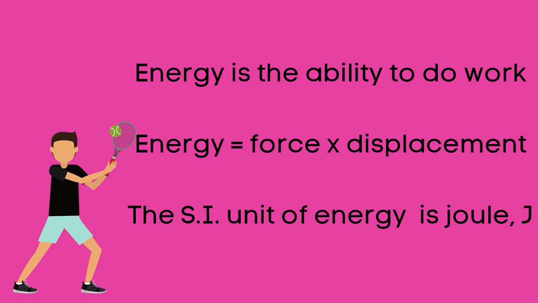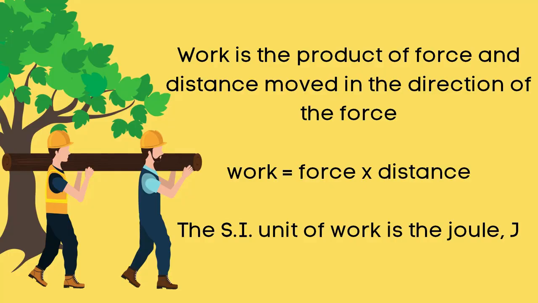Energy is the ability to do work. Energy is equal to force times displacement. The SI unit of energy is the joule. Work is the product of force and distance moved in the direction of the force. Work is equal to force times distance. The SI unit of work is the joule.